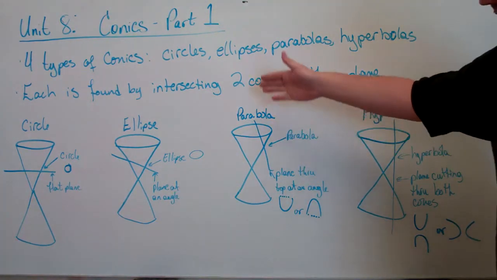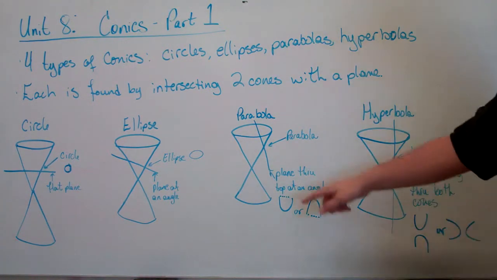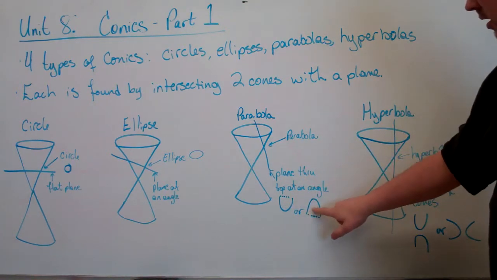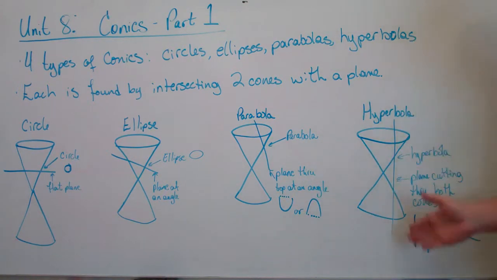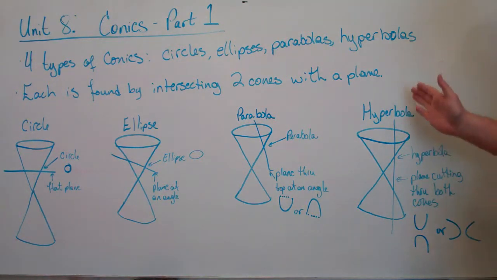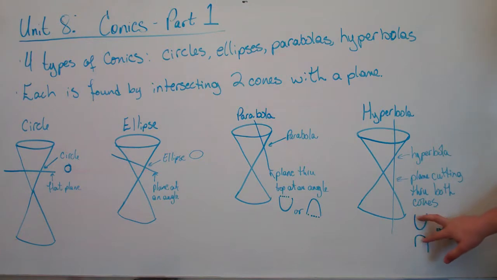If you angle it in such a way that you just chop off one of the corners, you get a parabola. And if you angle it in such a way that you chop off the corners of both the top and the bottom cone, you're going to get a hyperbola, which is simply two parabolas, one opening up, one opening down. All right?